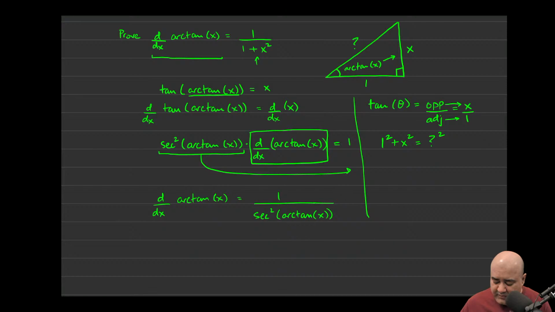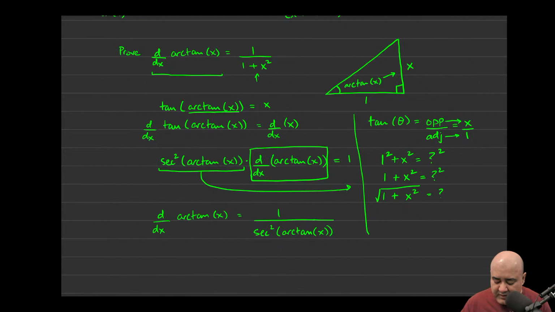Well, how would we find the question mark? We would take the square root of both sides. So 1 squared is simply 1, plus x squared is just x squared, and that gives us question mark squared. And as I said before, in order to get the question mark by itself, we can take the square root of both sides. So that tells me that the length of this missing side here is (1 plus x squared) raised to the 1/2, or square root of 1 plus x squared.